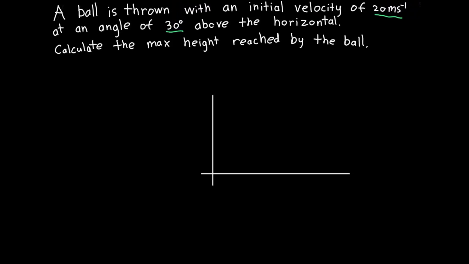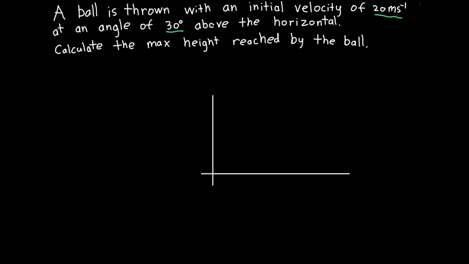A ball is thrown with an initial velocity of 20 meters per second at an angle of 30 degrees above the horizontal. Calculate the maximum height reached by the ball. So the first thing we do is draw a diagram of what happens.